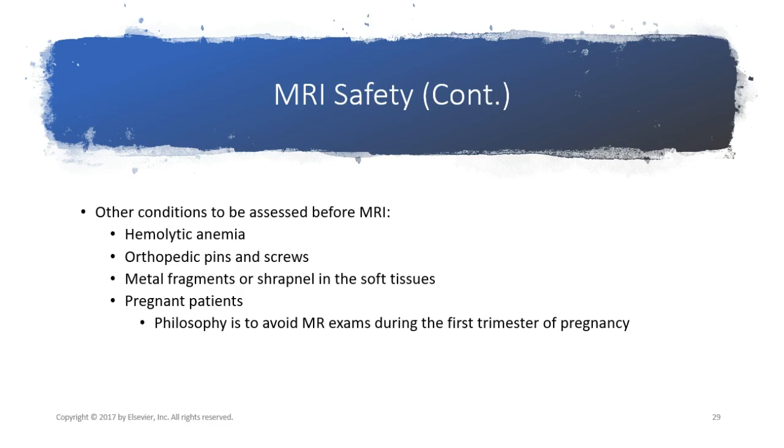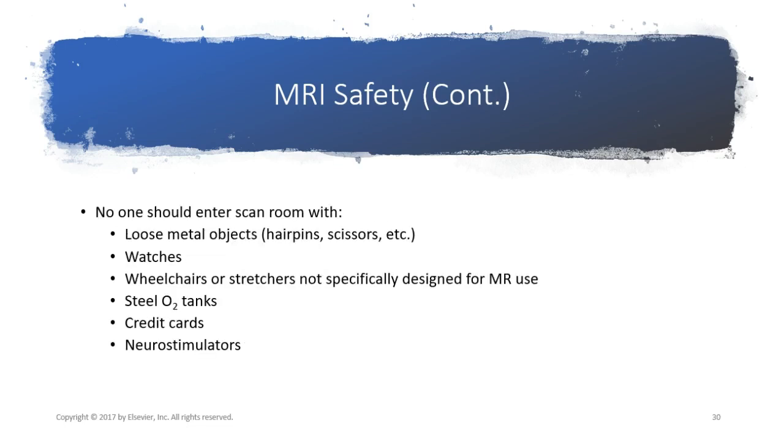All right, so other conditions to be assessed before MRI. You want to look for hemolytic anemia, pins and screws. I don't really worry about pins and screws too much because they're pinned in there and they're screwed into the anatomy. I am concerned about metal fragments or shrapnel in the soft tissues, and pregnant patients. I want to know if they're pregnant. So the philosophy is to avoid MRI during the first trimester.